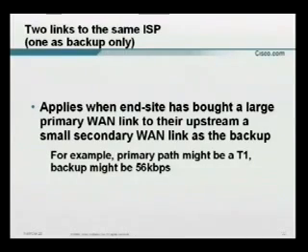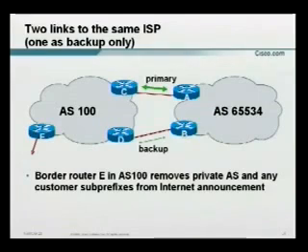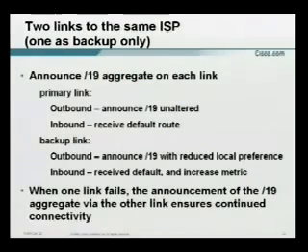And this is how we might go about trying to configure it. So it could be a picture like this. The link between A and C is the primary link. Between B and D is the backup. We're using a private AS number. And router E, which connects to the internet, removes the private AS, and it will remove any of the customer sub-prefixes from the internet announcement.